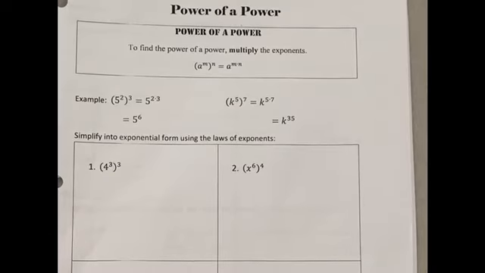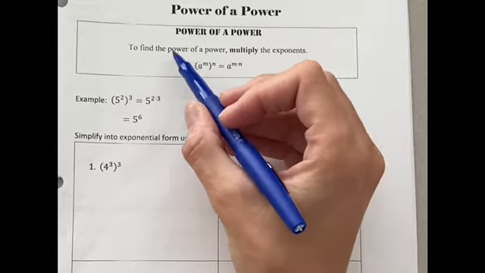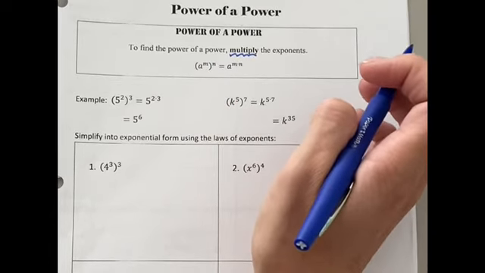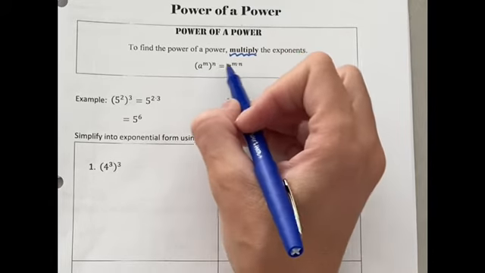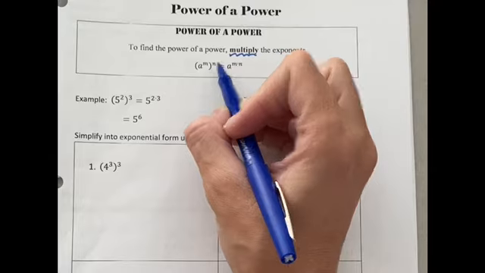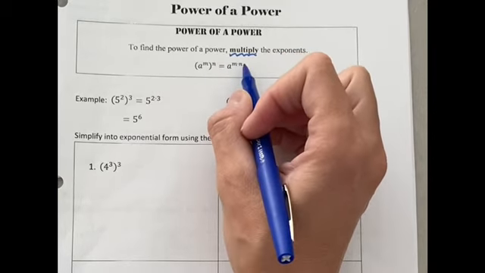So then this brings us to our next rule, which is a power of a power, or a power raised to another power. In order to find the power of a power, we need to multiply our exponents. So we keep that base and we multiply the exponents. So I have a to the m, and then it's also raised to the n power. So I'm going to keep the a, then I'm going to multiply m times n.